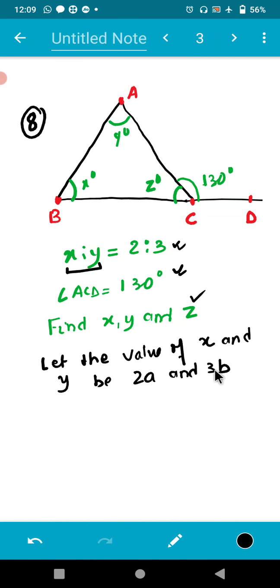Now we will not take 2x and 3x. Why? Because x is already given here, so it will create a confusion. So to avoid this, we have taken some different letters. Now we will find out z first.